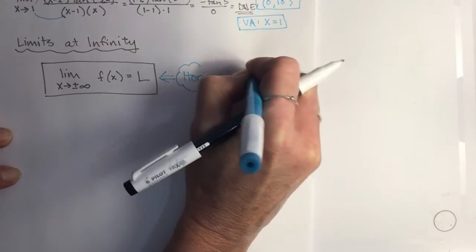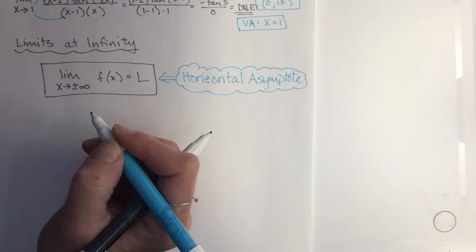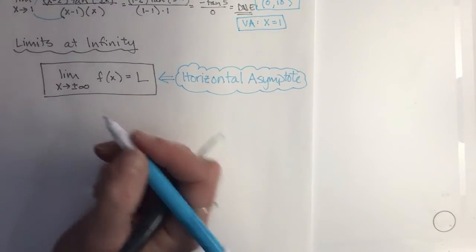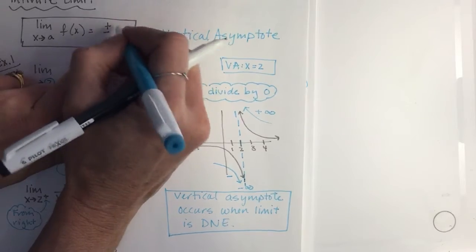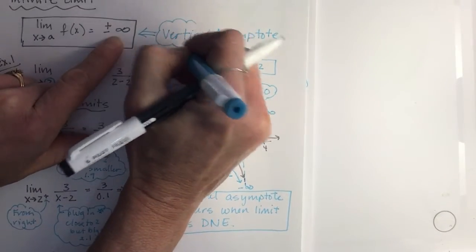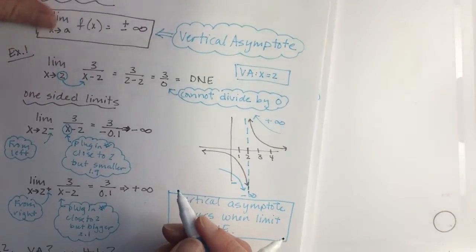Horizontal asymptote is the limit when x goes to infinity. Vertical asymptote, which we just did, was when our y value or our f of x value went to infinity. Okay. All right, so let's do some examples here.